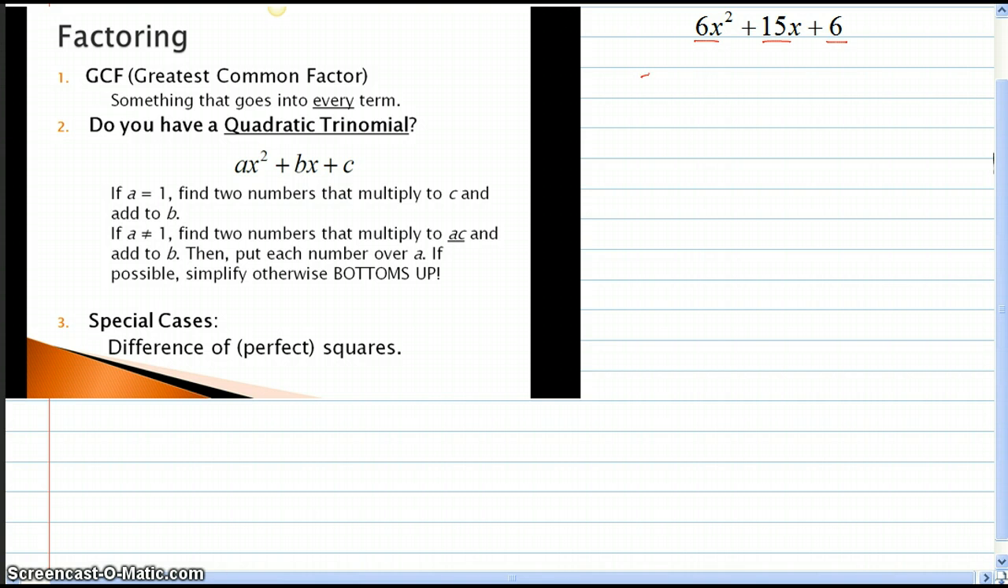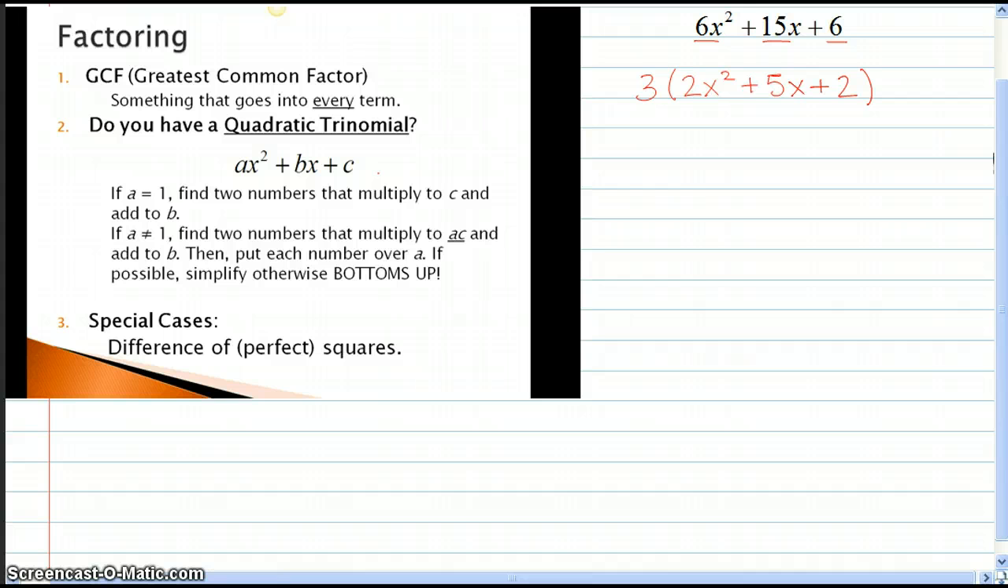So if I take the greatest common factor 3, and I divide it out of every term, I would be left with 2x squared, because 6 divided by 3 is 2, plus 15 divided by 3 is 5x, plus 6 divided by 3 again is 2. So the first step is you go through and figure out what the greatest common factor is, and then divide it out.